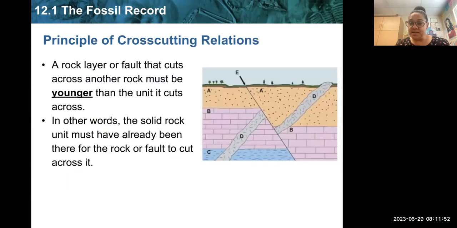The principle of cross-cutting relations. You can see not all the layers are pretty. They're not evenly spaced. Some of them cut across one another. So a rock layer or fault that cuts across another rock must be younger than the unit that it cuts across. So in other words, the solid rock unit must have already been there for the rock or fault to cut across it. So A, B, and C would have been the solid rock unit.